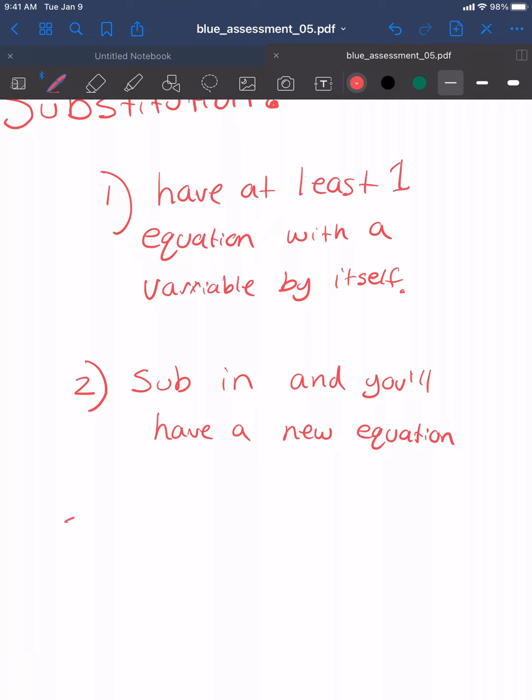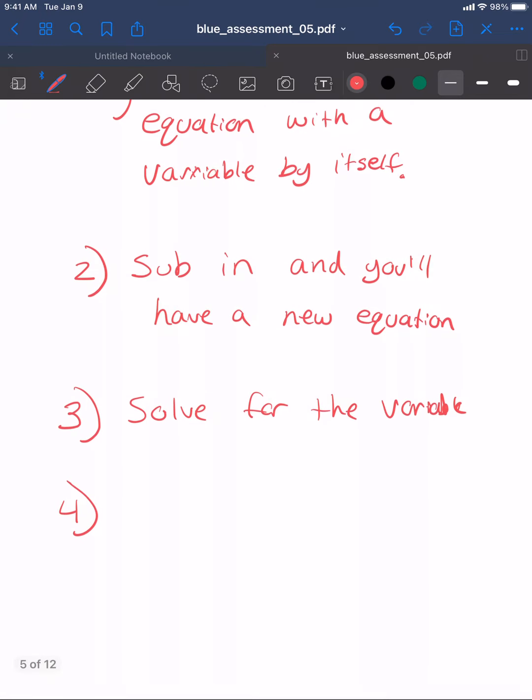Number 3. We've got our whole equation, right? My only job now is to solve for the variable. Usually we're solving for x. Sometimes it's y though. So we'll say solve for the variable. After you've solved for the variable, what do you need to do to end it? Substitute it back in to go find the other variable, right? Very good, Spencer.